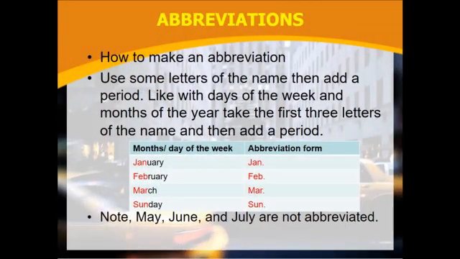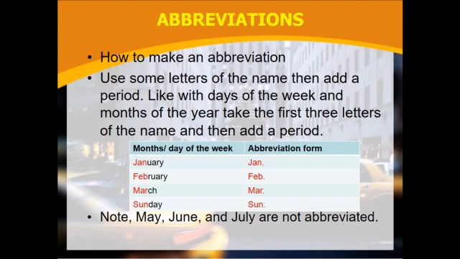How to make an abbreviation? Now, I believe each and every one of you will wish to make abbreviations. So let's see how we are going to make them. One, you have to remember that you use some letters of the name, then add a period. Like with the days of the week and months of the year, take the first 3 letters of the name and then add a period. You can see how easy it is.